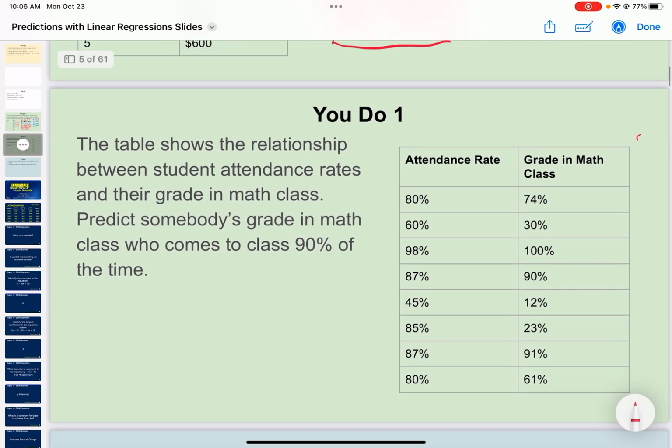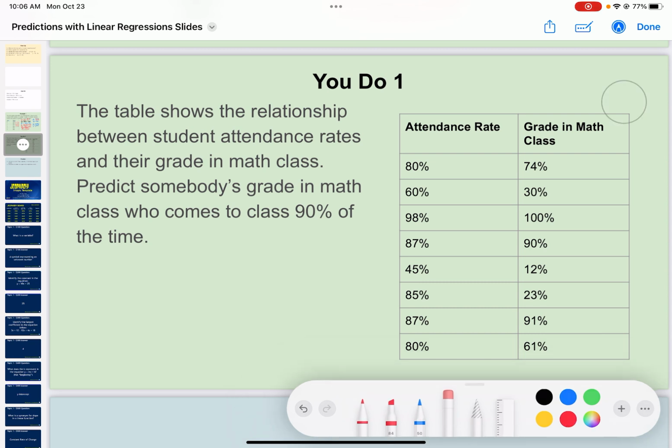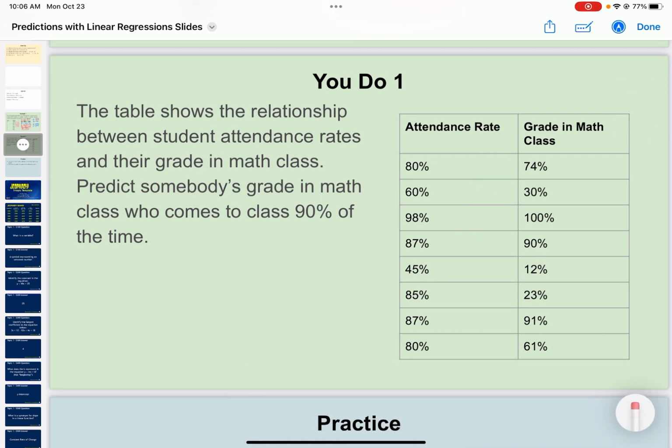The You Do is a better question. I think this will get at the heart of the matter a little bit better. So I want you to try it on your own, right? We have data from my math class from last year. We have 10 students. 1, 2, 3, 4, 5, 6, 7. I lied. We have 8 students here.